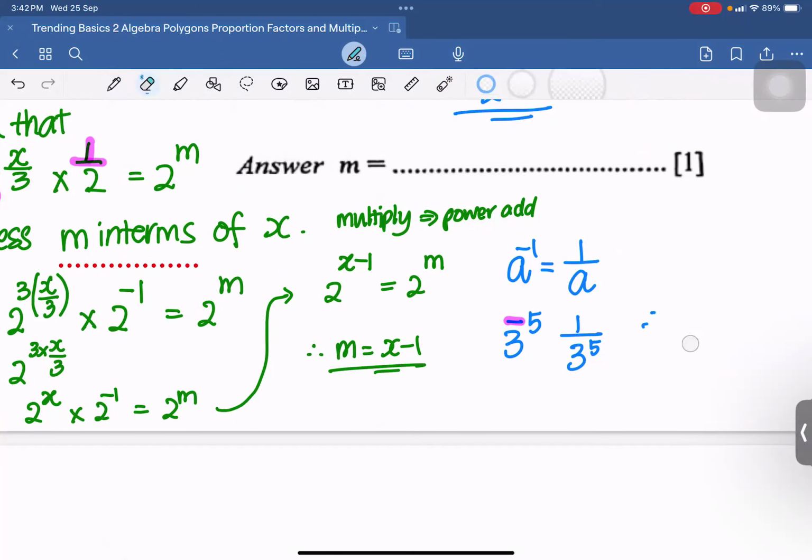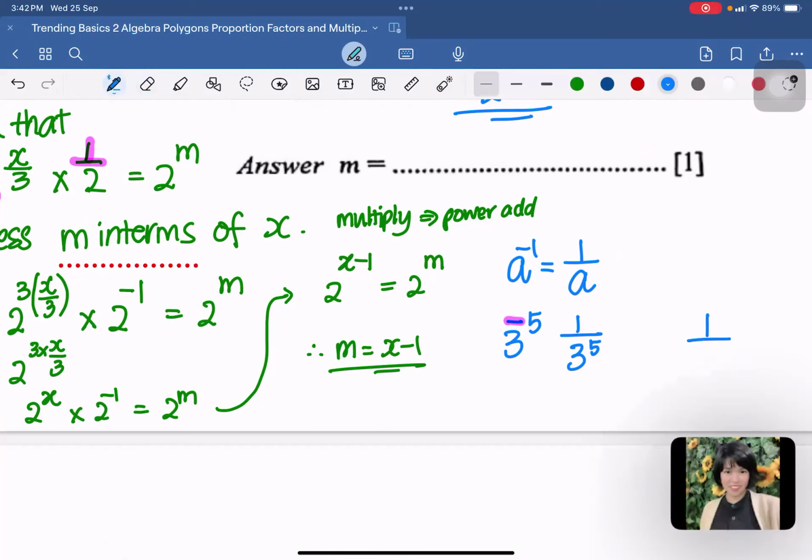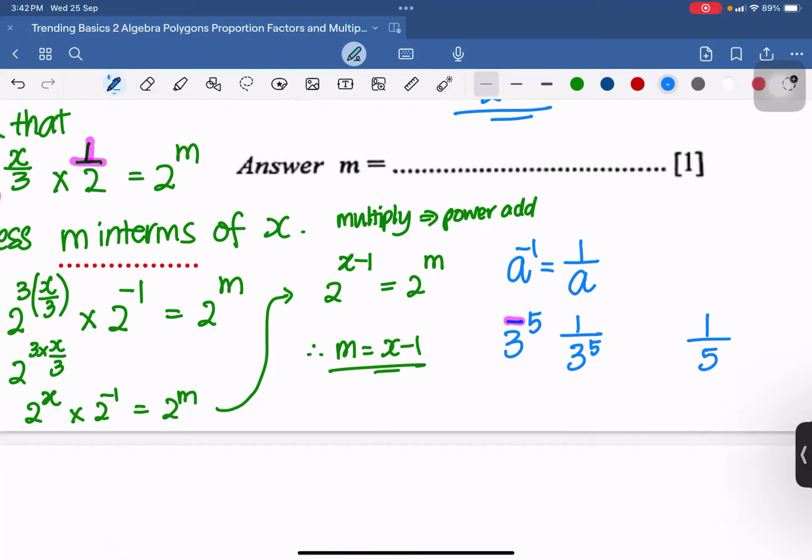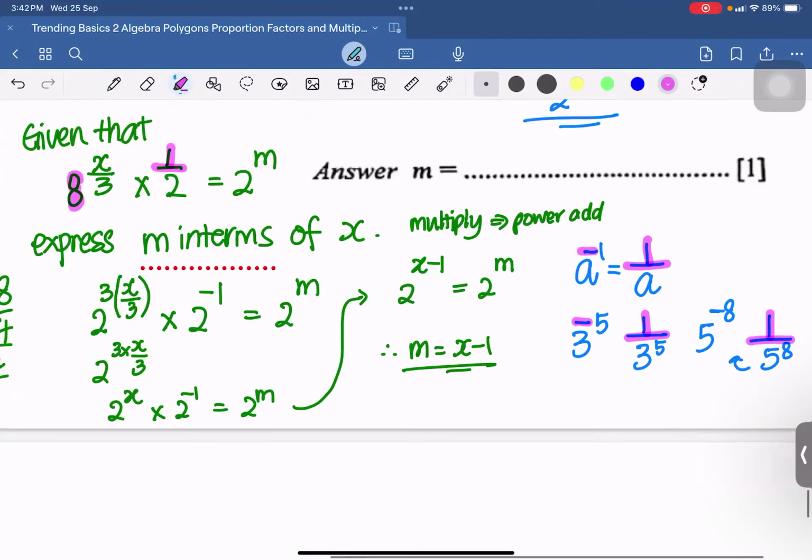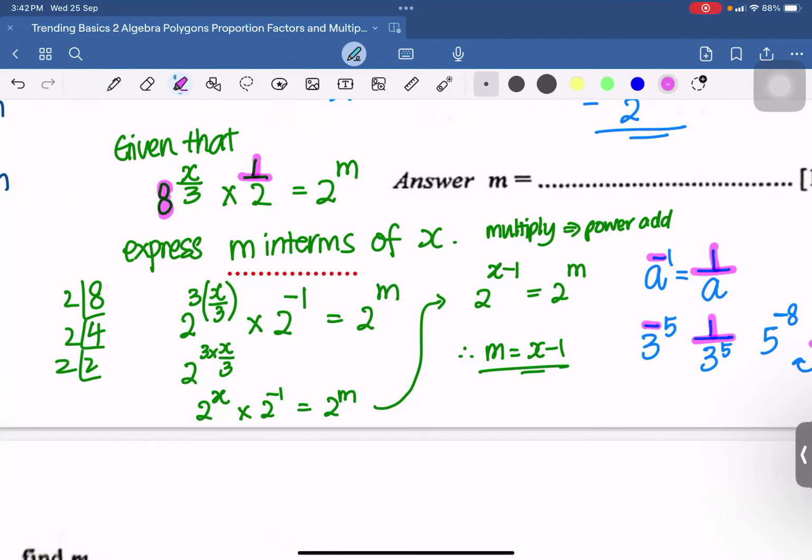If I work backwards, if I give you 1 over 5 to the power of 8, and I work backwards into index form, it will become 5 to the power of negative 8, because the 1 over means the negative power. So you need to learn how to flip back. Okay, good question. If you are done with this, let me know you're done writing, then I continue to other types of question. Can I?